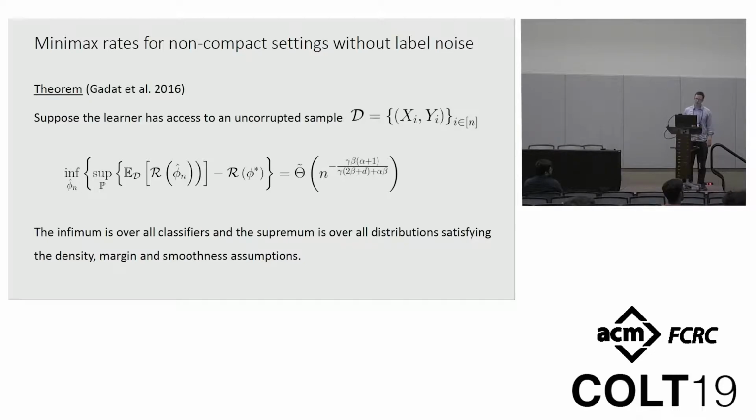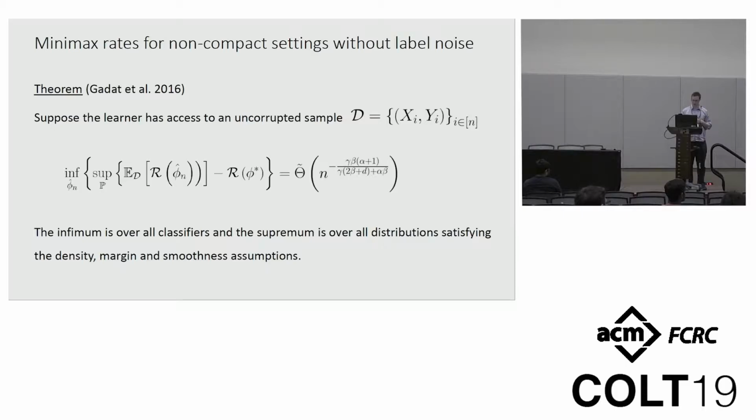So with these assumptions in play, Gadat et al. had already arrived at the optimal minimax rate for learning from clean labels. Without going into the details of the rate, it depends upon the smoothness, the Holder exponent, the dimension of the feature space, and crucially, it depends upon the tail of the distribution. So that gamma parameter is how quickly you're decaying in the tail of the distribution.